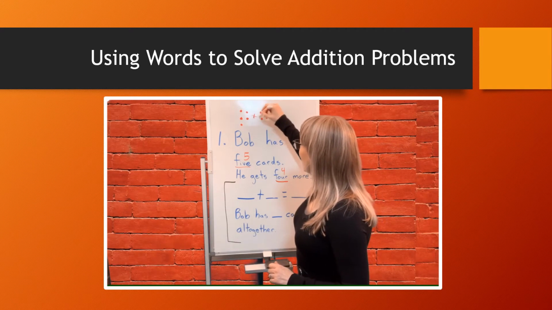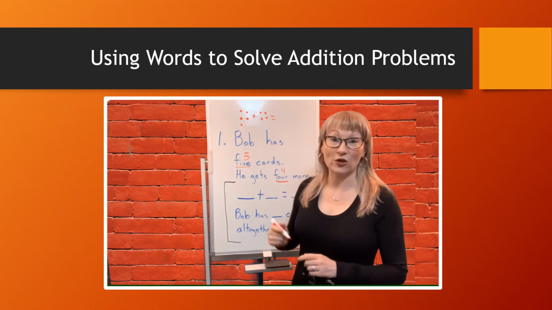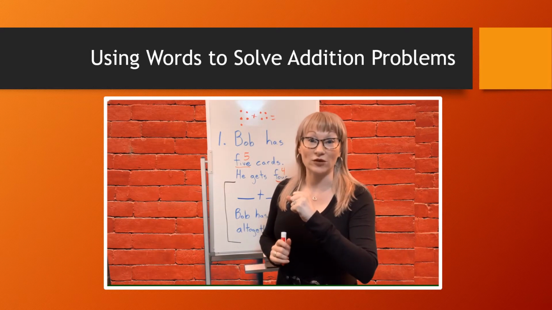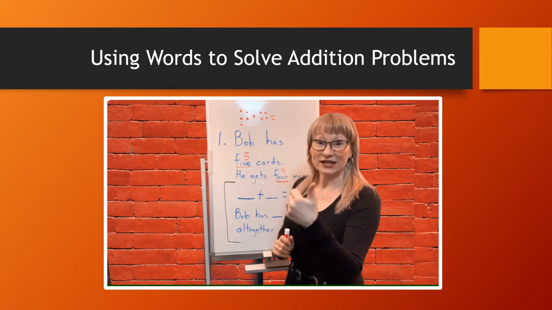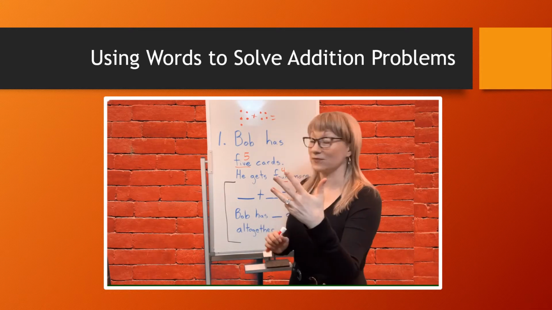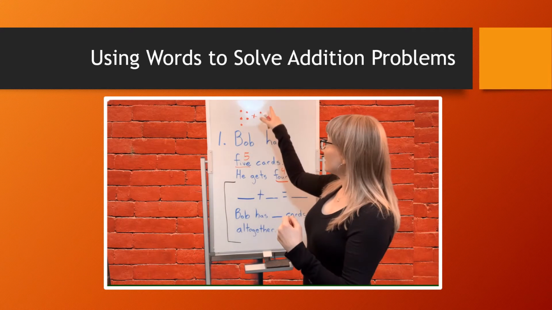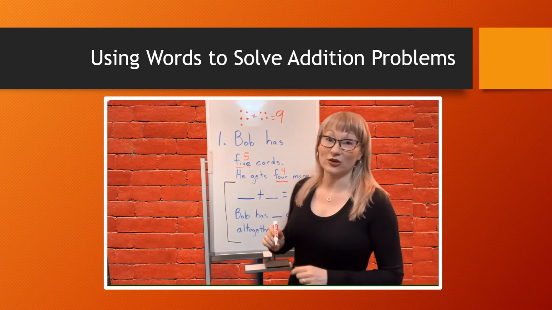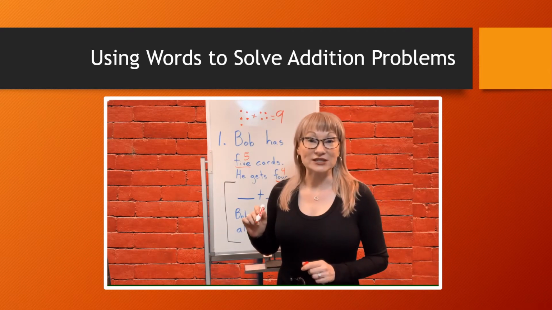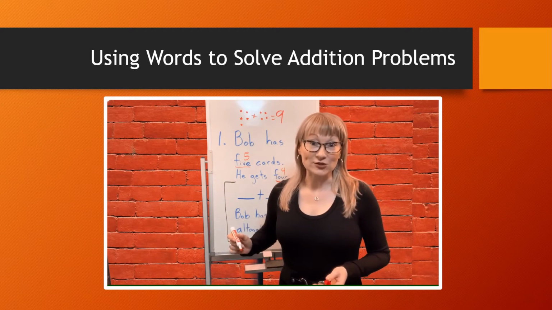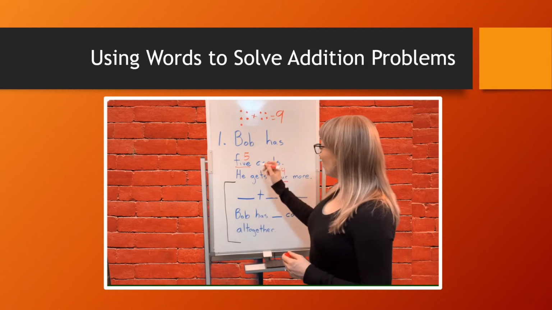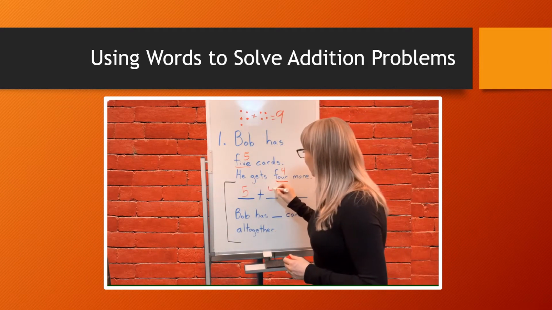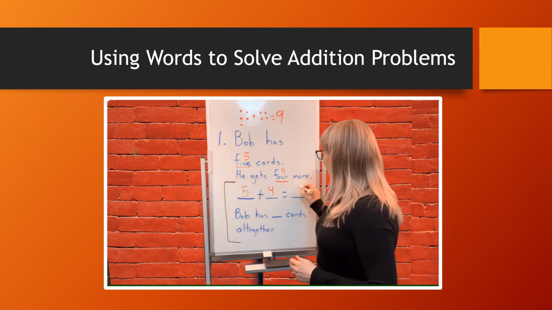So we're going to add those two together. Let's go ahead and count from the 5 and we'll count up 4. So grab the 5 and count up 4. Ready? 5, 6, 7, 8, 9. So there's 9 altogether. Let's go ahead and make our addition sentence. This is the part you'll also need to write down. So we're going 5 plus 4 equals 9.